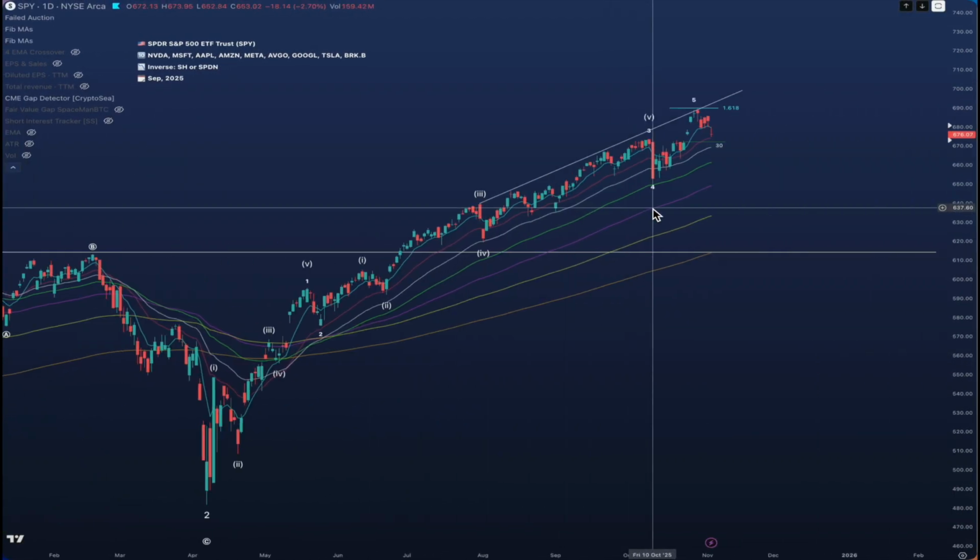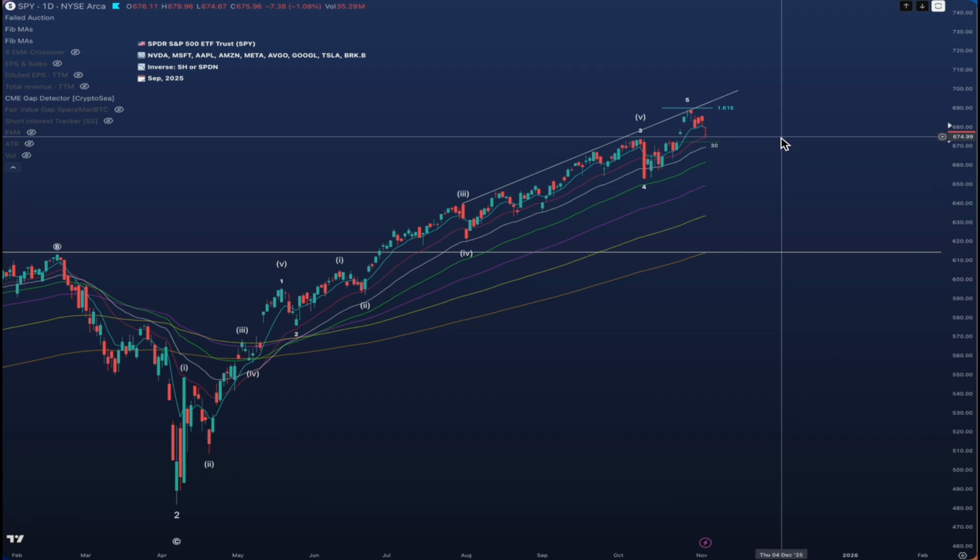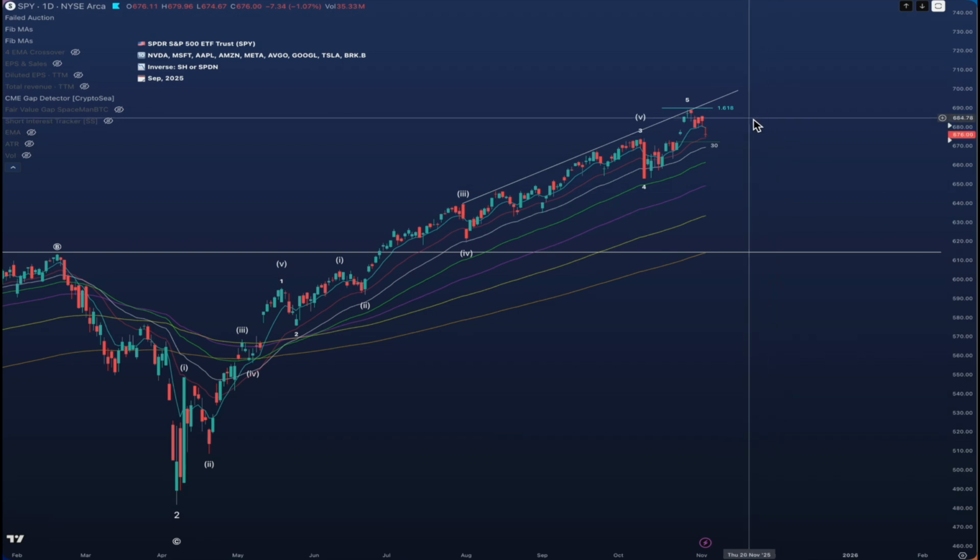And so if we move back to the daily chart here, we can see that we're still within these ranges from wave 3 to wave 4 where we're not overlapping. Okay, so if we're not overlapping, that means there's still potential here for the S&P 500 to move much higher.